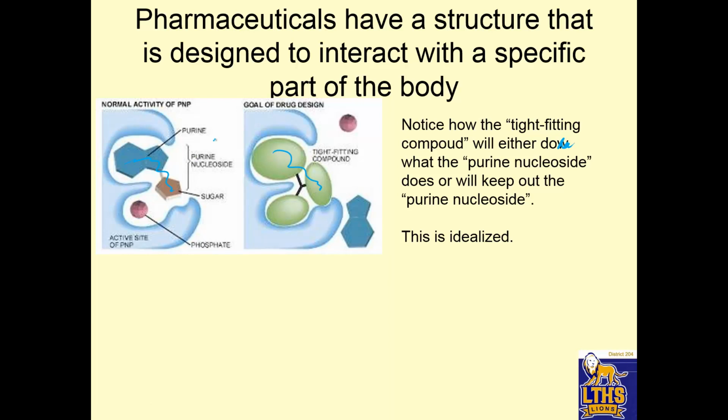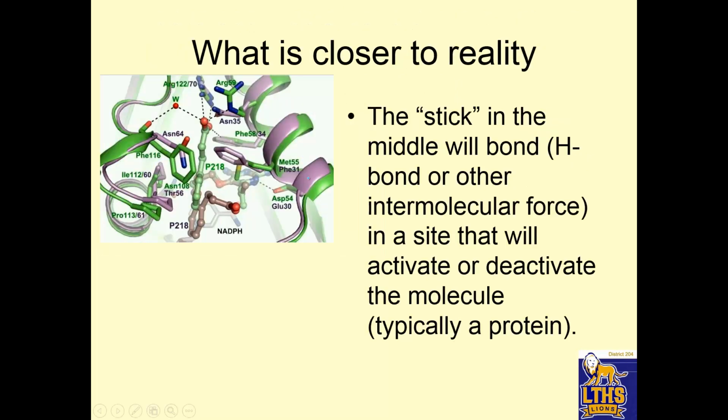So if this is good for the body, or whatever it is, this drug will be good for the body. If this is bad for the body, this will keep that bad stuff out, right? So it can be competitive inhibition. So again, this is idealized. Molecules don't look like that. What is closer to reality is this look.